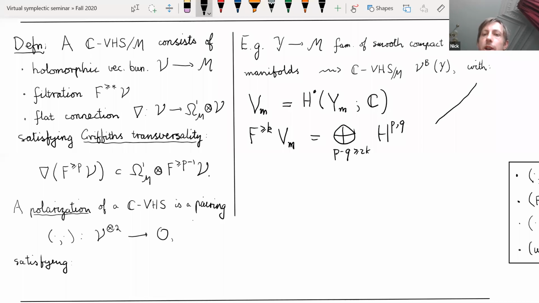So if you drew the Hodge diamond of your complex manifold Y, then this would be the smallest bit of the filtration, and this would be the next smallest, and so on, running around this way. This would be the smallest, this would be the second smallest, and so on. So we're slightly changing the usual Hodge filtration so that it's vertical in the Hodge diamond.